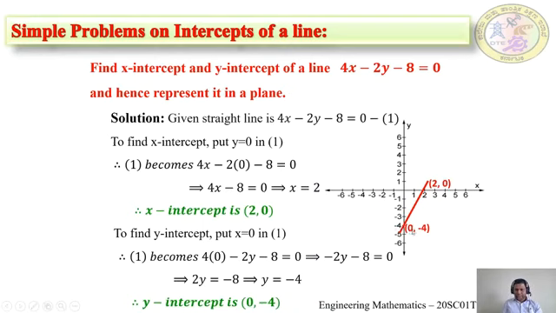So this is the point 0 comma minus 4. This is 2 comma 0 and this is 0 comma minus 4. If you join these two, ivedu point anna join madidre, this is where we get the straight line. Okay, ee point alli namage straight line bandide anta heli gottagutte. X intercept is 2 comma 0, so that is 1 2, that is 2 comma 0. Y intercept is 0 comma minus 4, that is -1 -2 -3 -4, that is 0 comma minus 4. ಇವೆರಡನ್ನ ಜಾಯಿನ್ ಮಾಡಿದ್ರೆ we get the required straight line.